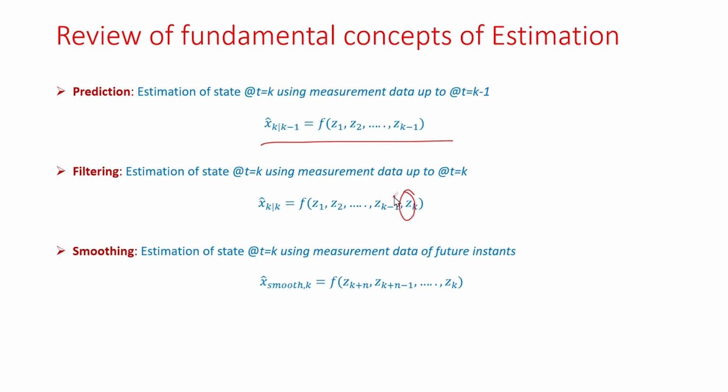What is smoothing? Smoothing means you do some kind of back propagation. You use future measurements to estimate your current state. So, at t equal to k, you use measurements up to k plus n minus 1. You use the future measurements to backtrack and estimate your state. So, this is called smoothing.